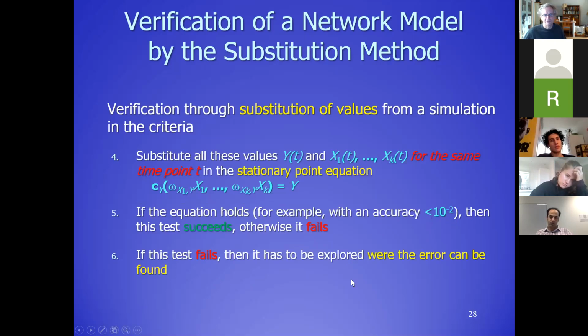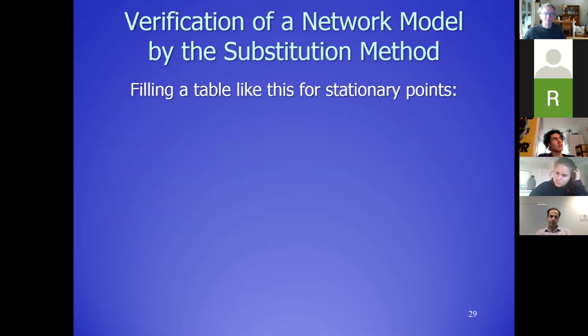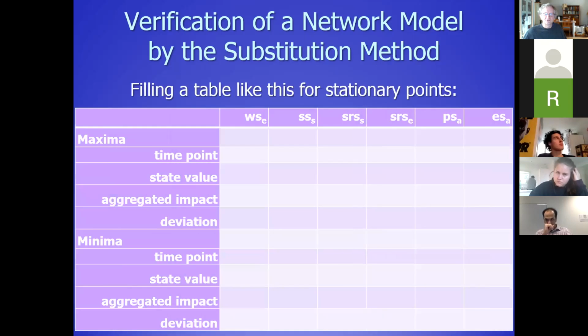And then if it fails, you have to do some work because you have to find out where the error is, because then you have to solve this problem. So that's the first approach. We use such a table for it. This table is also shown in the assignment.